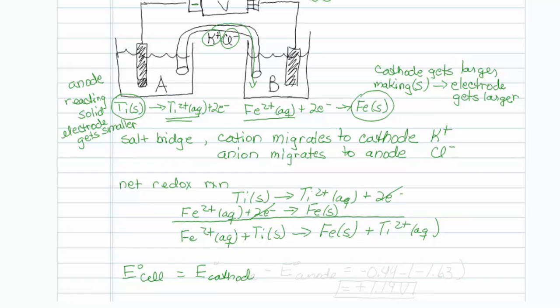minus E anode. So that would be my cathode, minus 0.44, minus a minus 1.63. That is going to be plus 1.19 volts. And that's how you assemble a battery given two redox pairs.